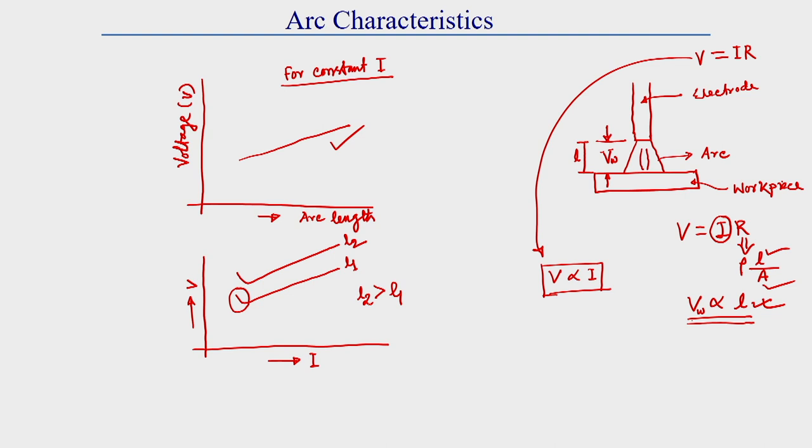So, as L2 is more, for a particular current its voltage magnitude will also be more. For a particular current, if we change the arc length, then does voltage increase or decrease? How does it behave? If the arc length increases, then voltage increases for a particular current. And another thing you observe is that for a particular arc length, the voltage increases with increase of current. That character is very much essential once we go for the characteristics of welding power sources.